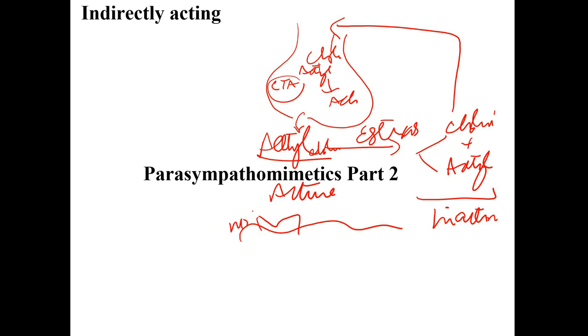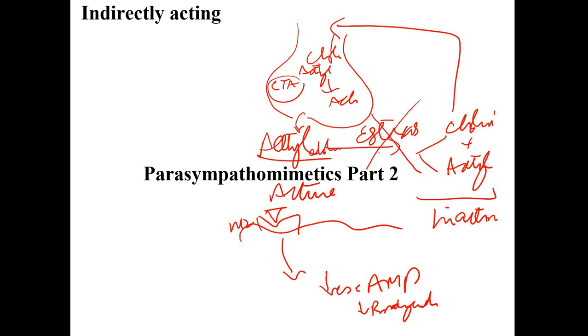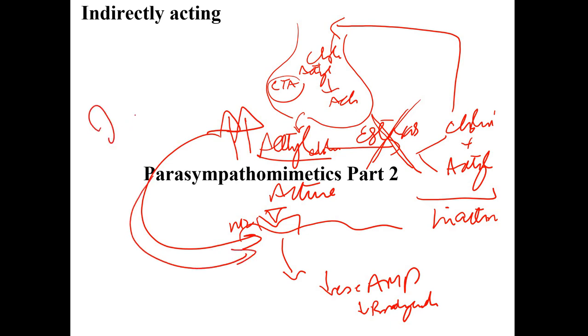For example, there is the M2 receptor at the level of the heart, and it's attached and produces its response, decreasing the cyclic AMP, as we discussed. So bradycardia is there in the case of the heart being innervated by the M2 receptor. So when you block the esterase with these drugs, the acetylcholine level is increased, and it comes and attaches to these receptors. Therefore, it is called an indirectly acting drug.